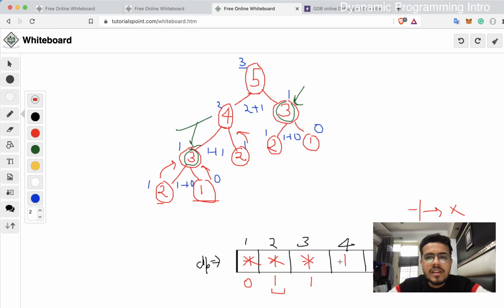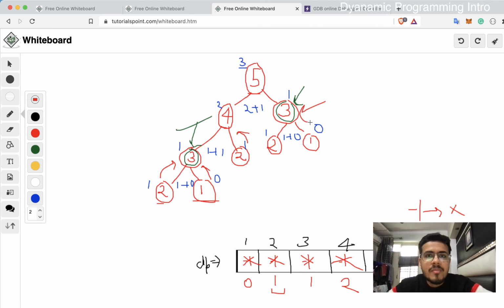Initially, the fourth index of DP array, or the Fibonacci number 4, wasn't calculated, right? Because it was -1. But now I have calculated it and it is equal to 2. So I'm going to store over here 2. As good as that. Okay. Now for 5 also, I'm going to this function call now.